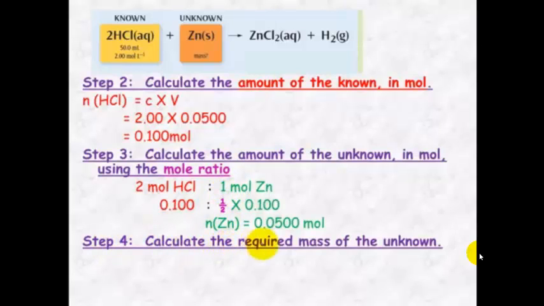Step 4. Calculate the required mass of the unknown. So, mass of zinc will equal the number of mole times the molar mass, which equals 0.05, which we just got from up here, times 65.4, which is the molar mass of zinc, which equals 3.27 grams.